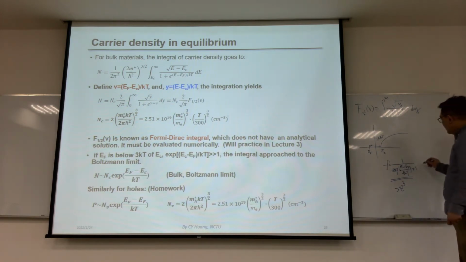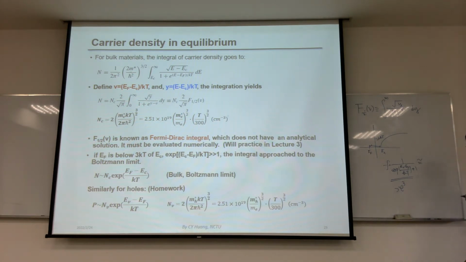So when EF is more than 3 kT below the conduction band edge, we can approximate with a simple exponential form: minus (EC minus EF). We put a minus here. Okay.